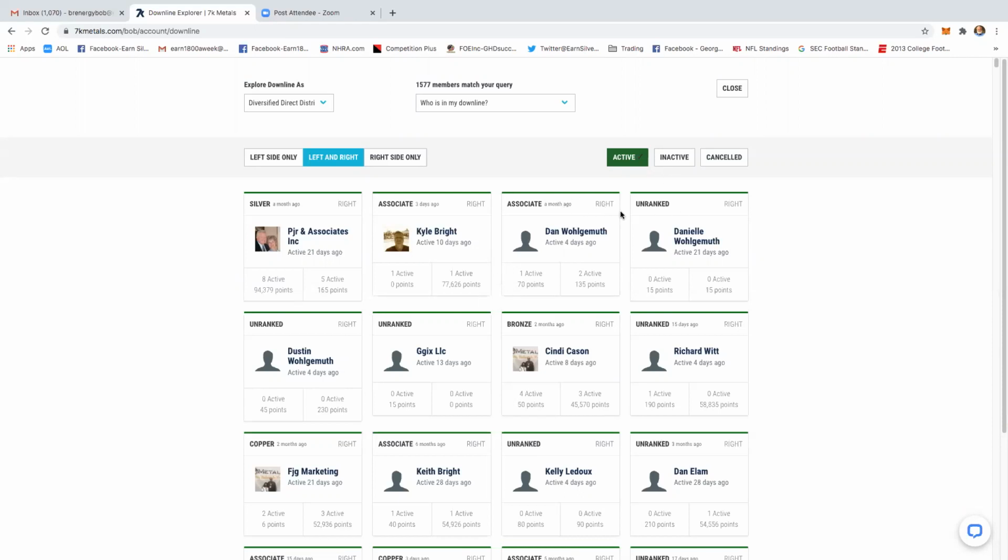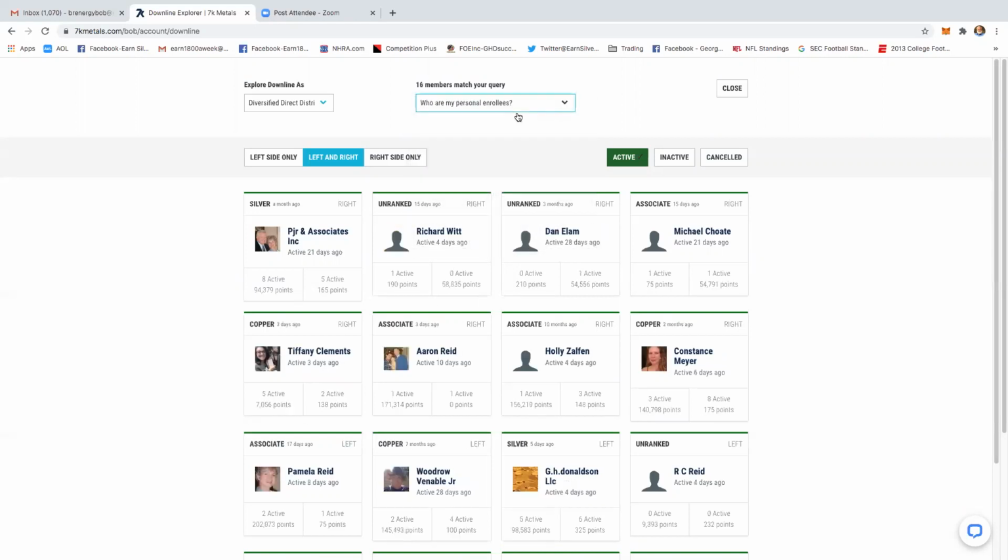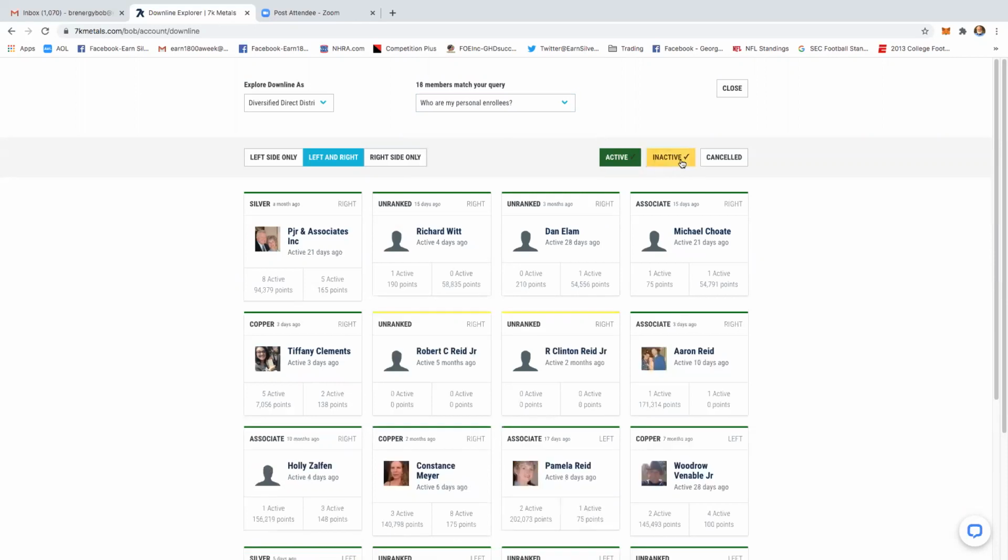One of the very first things you want to do when you check your business is check who your personal enrollees are, and click on inactives. Why click on inactives? Well, you want to see the number of actives you have to maintain your rank, and you want to see what else you have just in case you need another active.